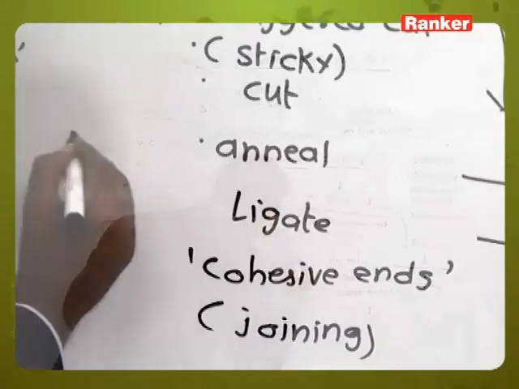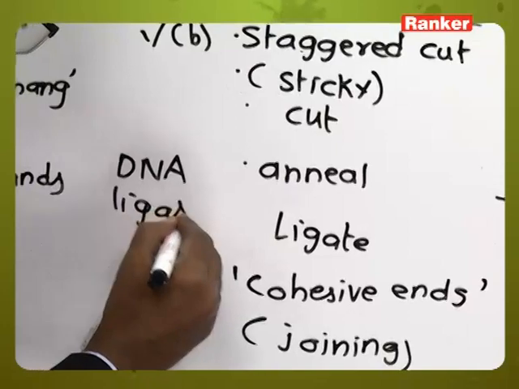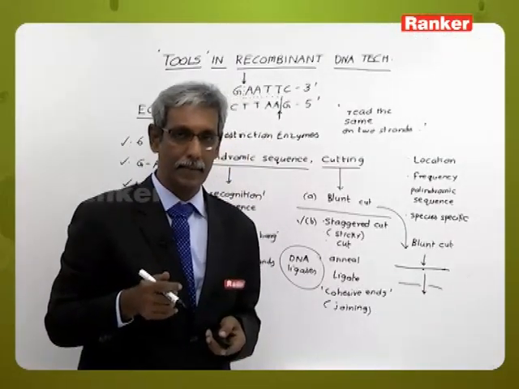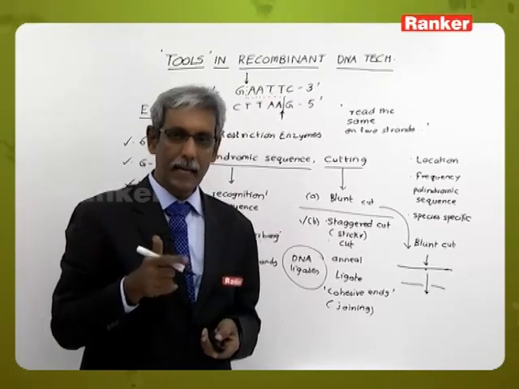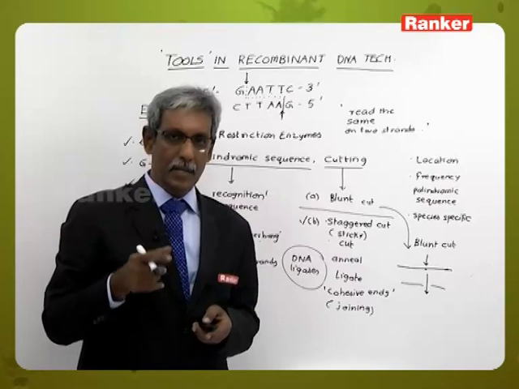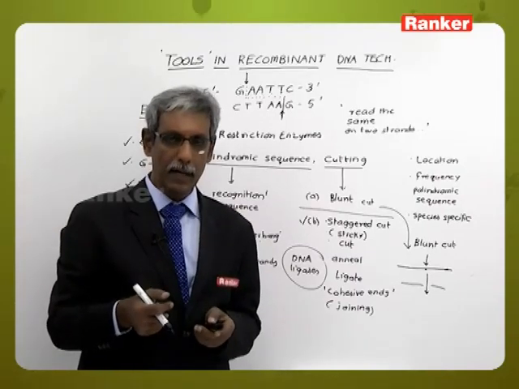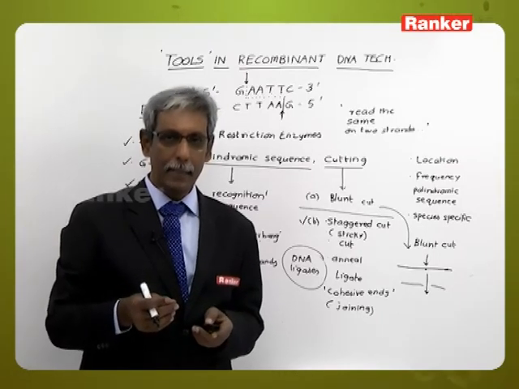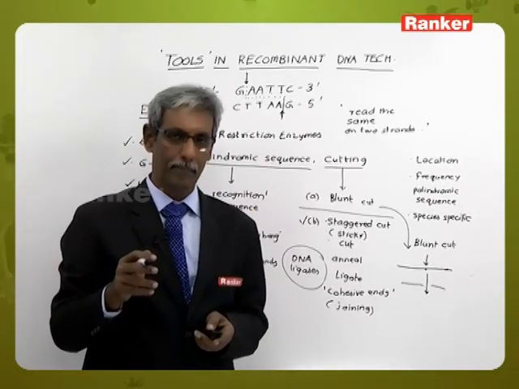DNA ligases are enzymes which act as gums. DNA restriction nucleases act like scissors. DNA ligases act like gums. So they can anneal, they can adhere, they can join, they are cohesive, they are sticky, and they can enable a linear molecule of DNA to become a circular molecule of DNA.